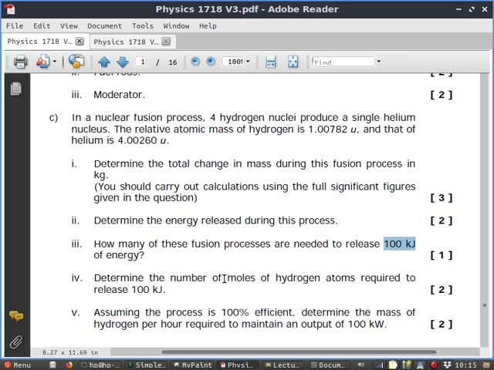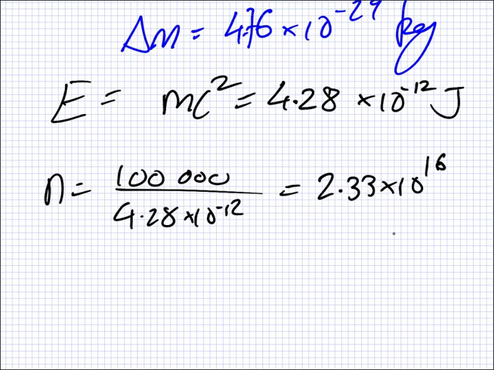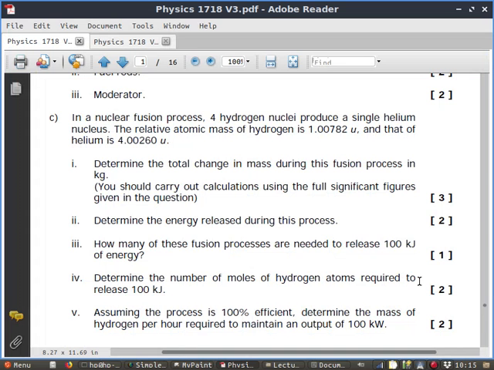Next, how many moles? So, how do we change this into moles? Come on, you know this from chemistry. Divide by 6.02 times 10 to the power 23. So this is 3.87 or 3.88 times 10 to the minus 8 moles. How many marks for that? That is 2 marks.